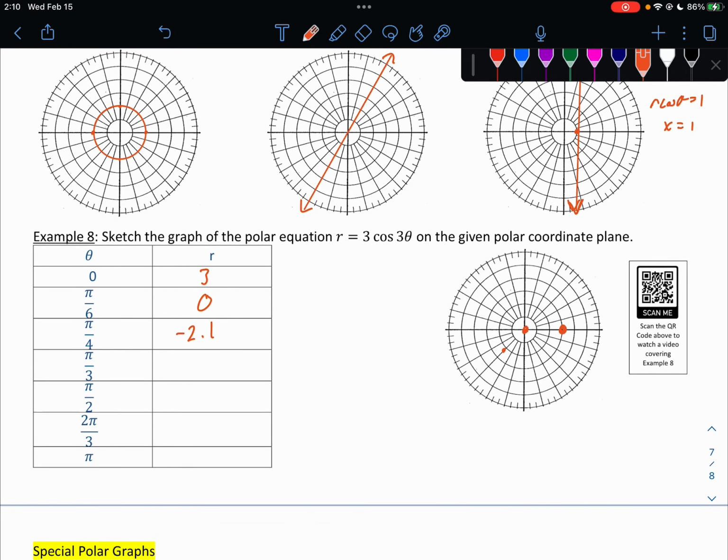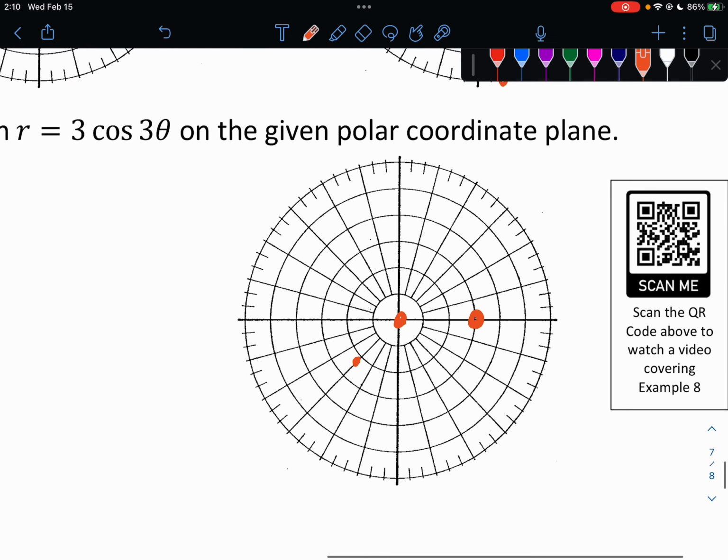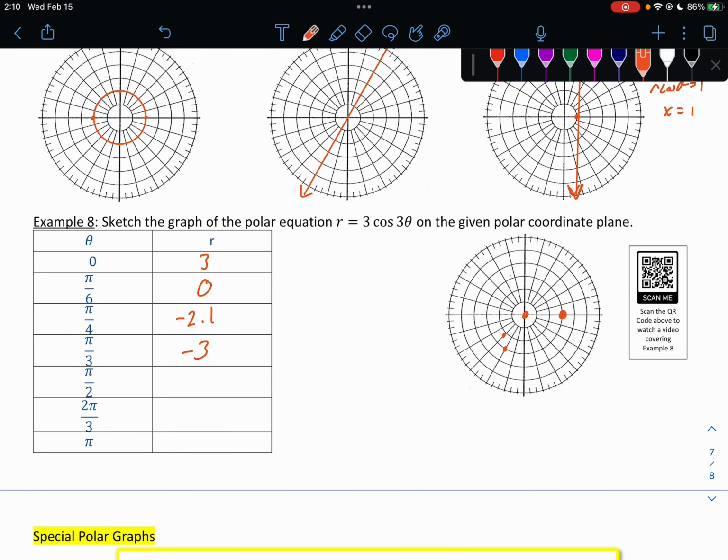All right, pi over 3, if we put that in, we get 3 pi over 3, which is pi, so it's negative 1, so 3 times negative 1. So pi over 3, which is here, we're at negative 3, so that would be down here. Pi over 2, so 3 pi over 2, so that would be 0. 3 times 0 is 0, so we're back to the pole again. So right now we got a graph that looks like this.